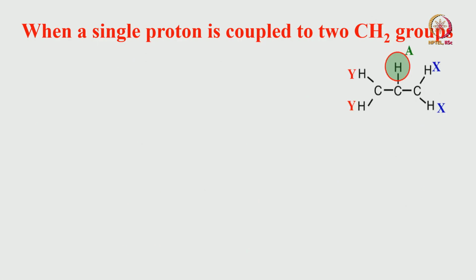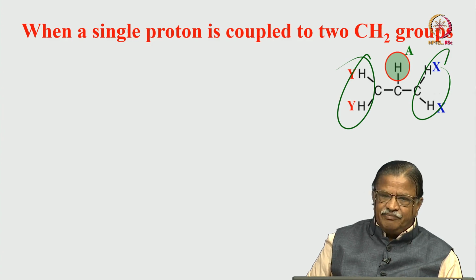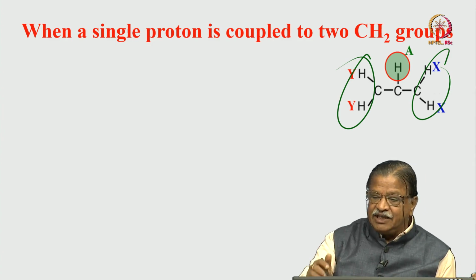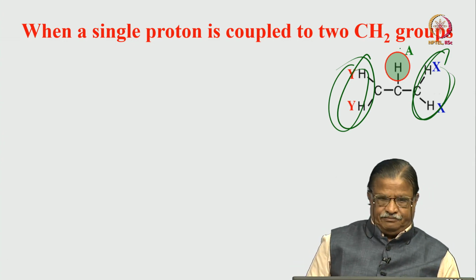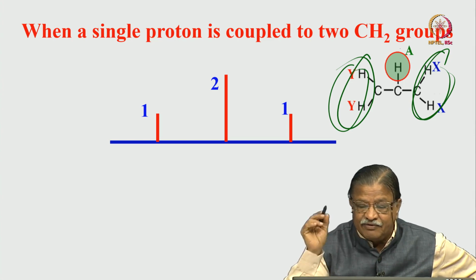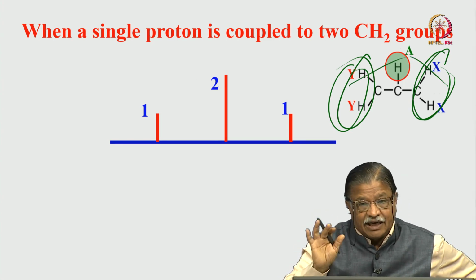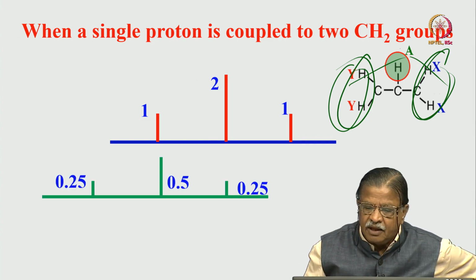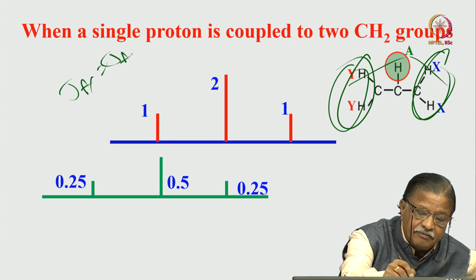What happens if this proton is coupled to two CH2s? One proton is coupled to two CH2s. That is also interesting. Earlier I took the example of CH and CH3, but now taking the example of both CH2s coupled to this proton A. What will happen? When this is coupled to one of them, again I assume the condition JAX equal to JAY, couplings are identical, that is my condition.